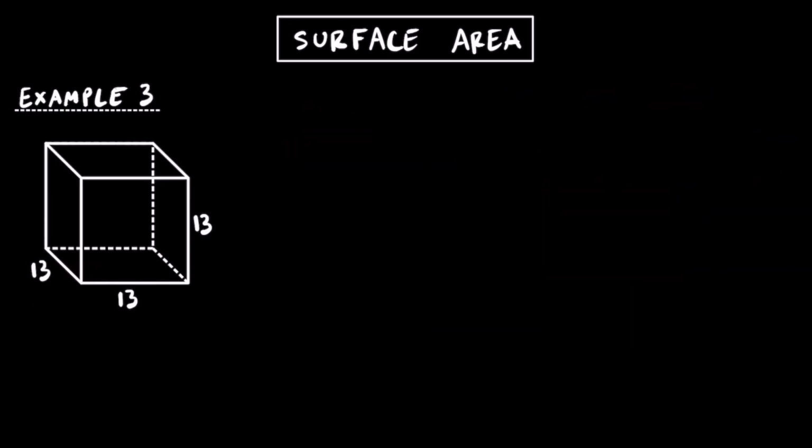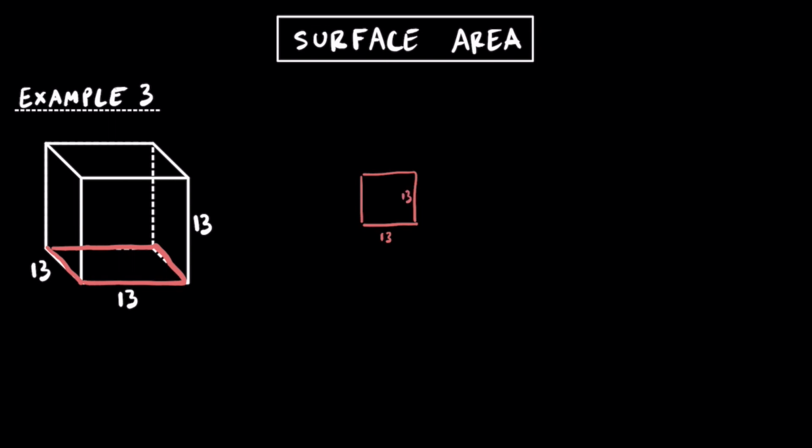All right, so for example 3, we have a good old cube. Looks like all the dimensions here are going to be 13. So let's start with just the bottom here. So this is 13 by 13. So I'm just going to draw a square the best I can, looking something like this. And we'll label it as 13 by 13.